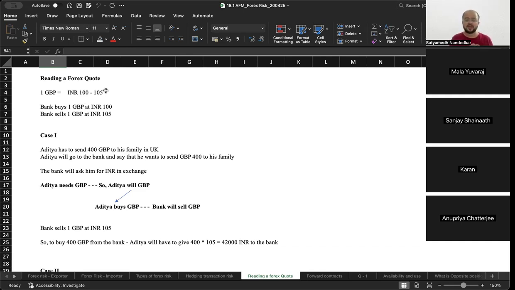Now, if I were to look at, say, a simple situation, Aditya has to send £400 to his family in the UK. He will go to the bank, and what will he do? He'll say, I have to send 400 pounds in UK.